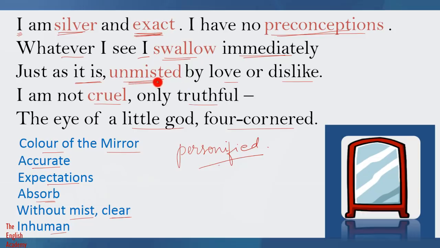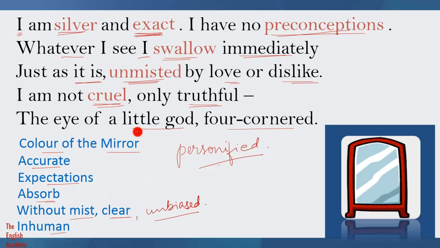And the mirror says, I am unmisted by love or dislike. So the mirror says that it is unbiased. It does not have any preconceived notions about anyone. The mirror is very clear. Mirror does not have any feeling of love or hatred for anyone. So the mirror is same for everyone. The mirror treats everyone equally. The mirror is not cruel. It is not harsh. Why is the mirror saying this thing? The mirror says that if someone feels that I am cruel, I am showing a bad image of the person, I am reflecting the person's image in a bad way, it's not like that. The mirror says, I am truthful. I am just showing you your true appearance, your true reflection, just the way you actually are.